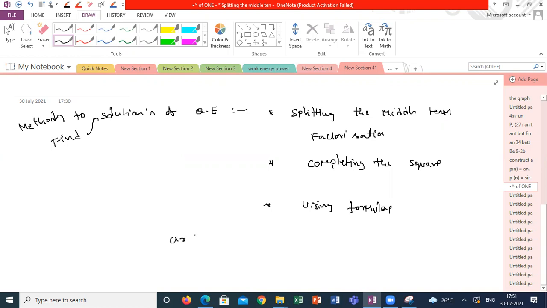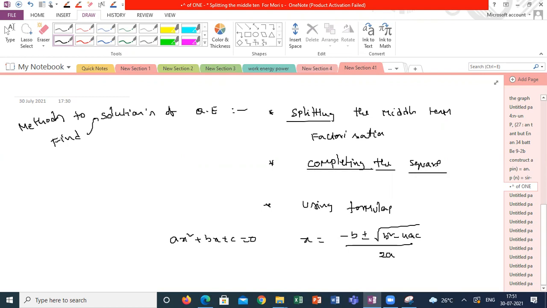If ax square plus bx plus c is equal to 0, x is equal to minus b plus or minus square root of b square minus 4ac, divided by 2a. Factorization is splitting the middle term. The first method is a method. Completing the square method, you know, is a process. I can't give any particular formula for completing the square method.